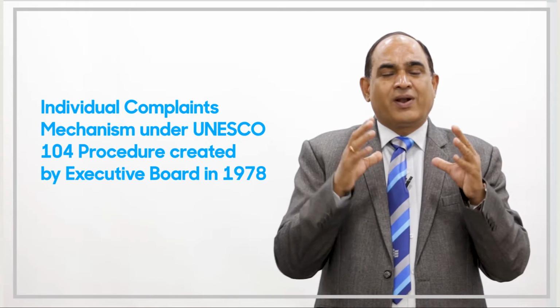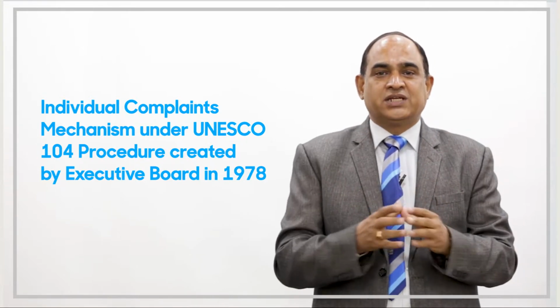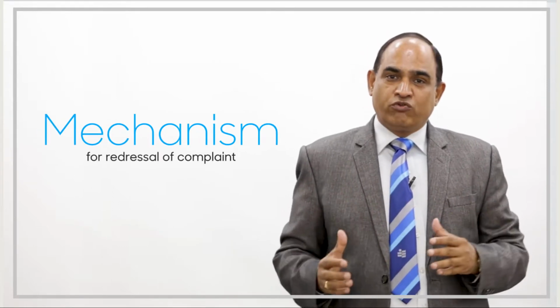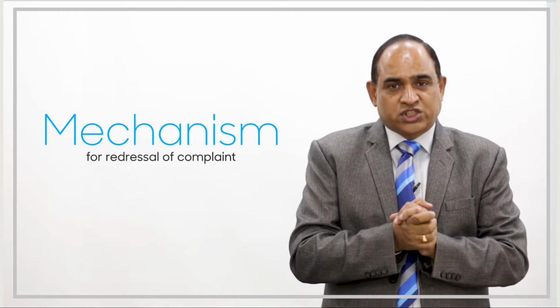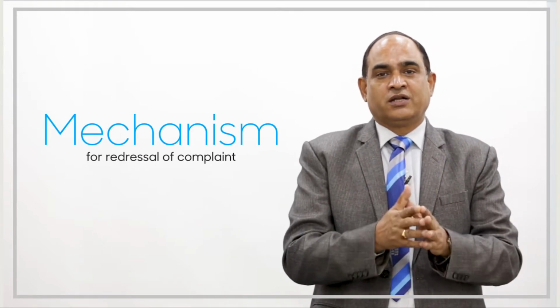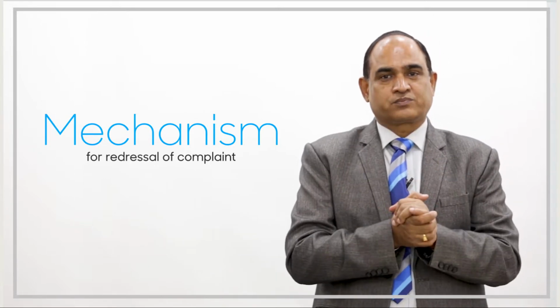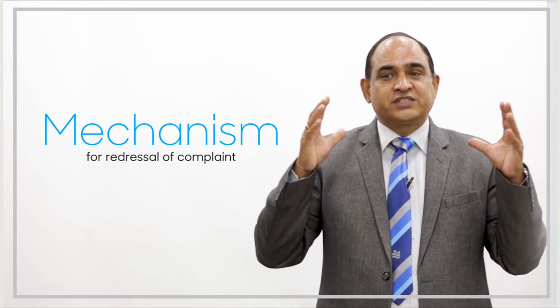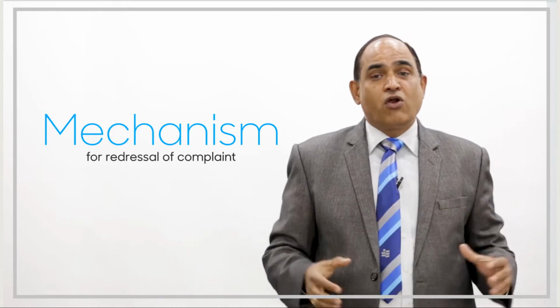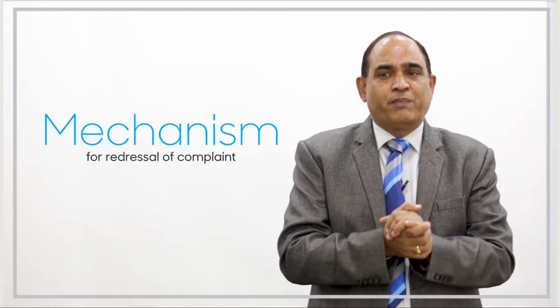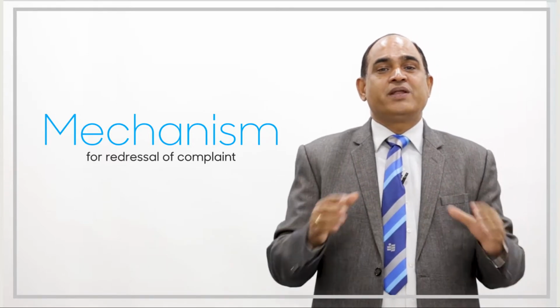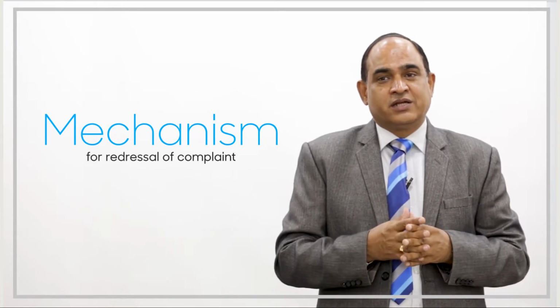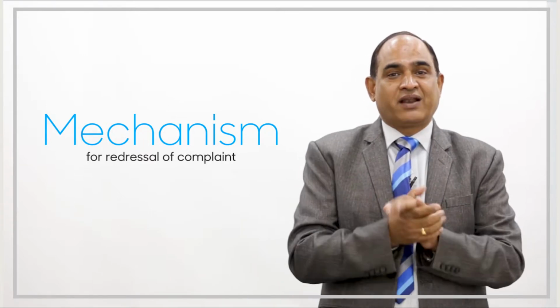Now, what happens if a complaint alleging violation of the rights mentioned in the conventions adopted by UNESCO, from an individual or a group, is received by the Director General of UNESCO? The Director General checks whether the complaint is admissible or not. The complaint will not be admissible if it is anonymous, manifestly ill-founded or offensive. It will not be admissible if it is exclusively based on media reports, second-hand reports, or if domestic remedies have not been exhausted.